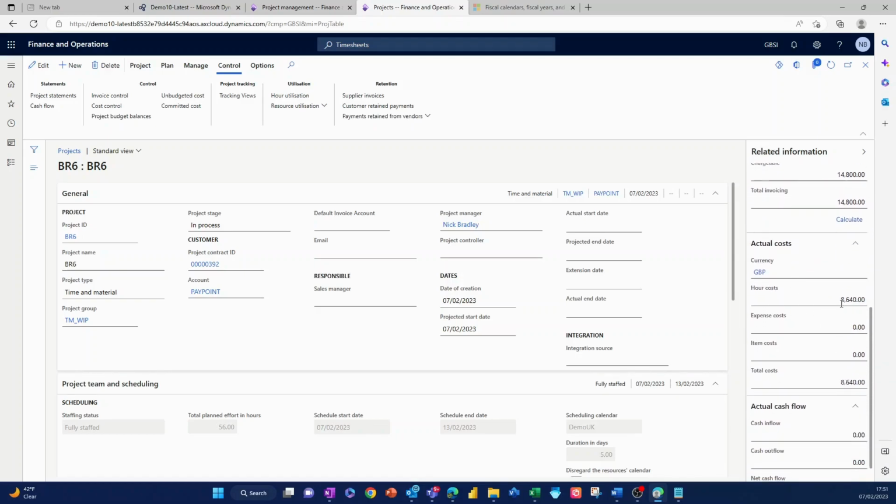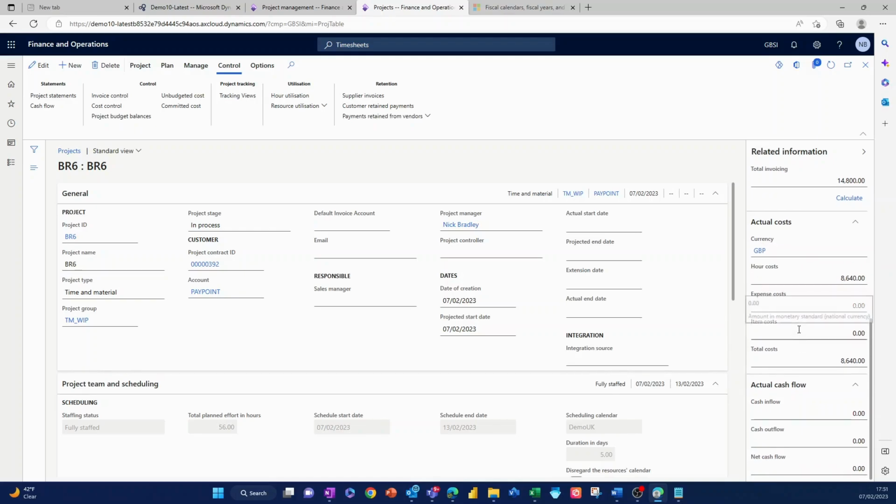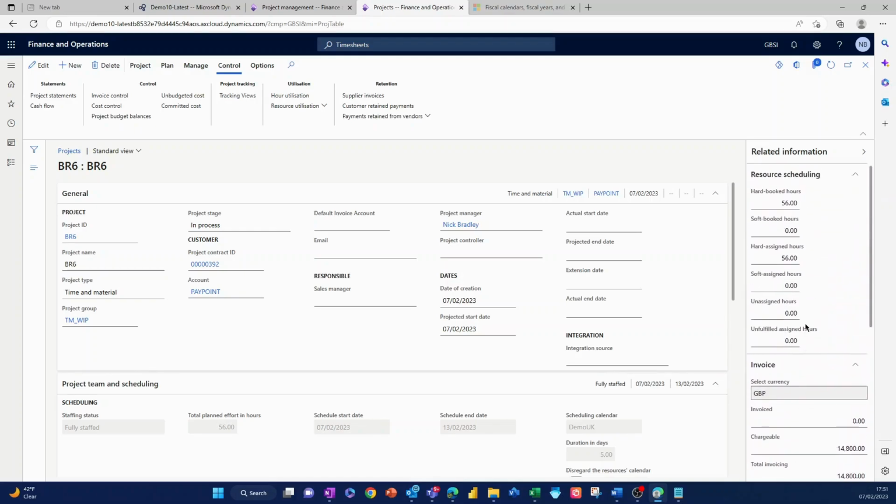Our hours costs are the only costs against this project actually, which shows us this figure here. If we had expenses and items, we would see these as well. And if we look over on the project itself, then we have a number of other reports that we can look at.